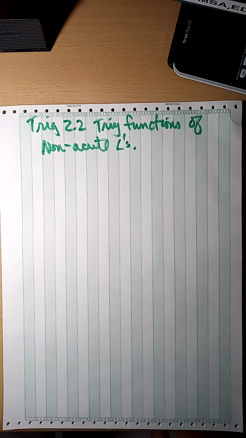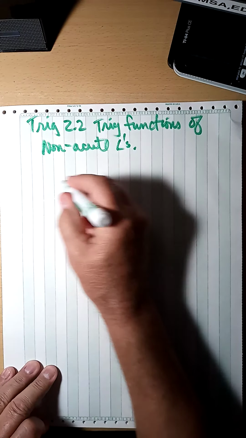Trigonometry, section 2.2. Let's see if we can get through this stuff. These are trigonometric functions of non-acute angles.